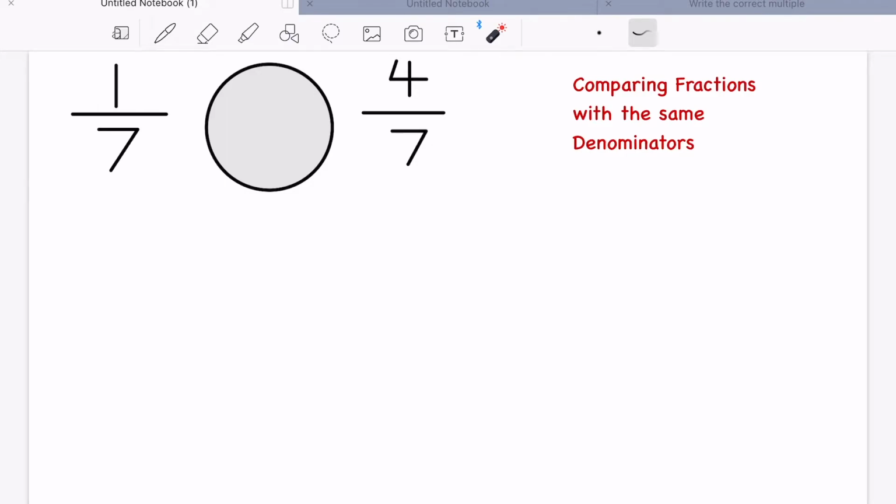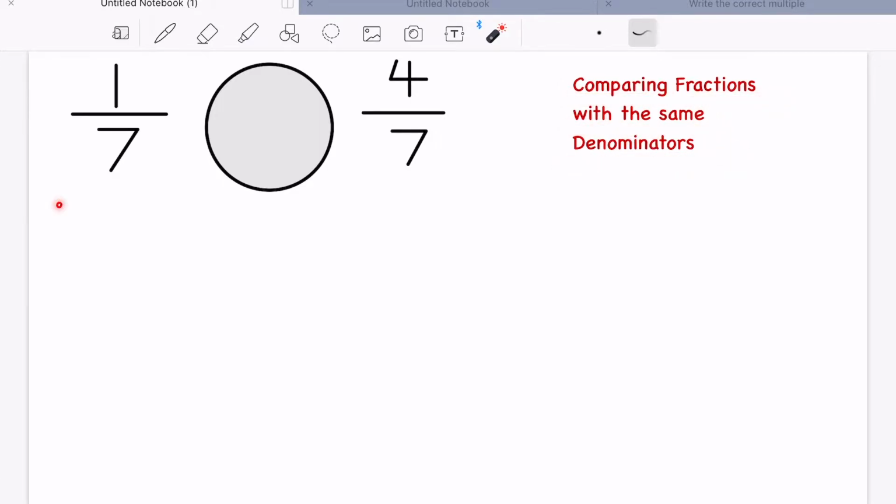Hello class, today is Wednesday the 13th, and we're going to be reviewing what we know about comparing fractions with the same denominators. And then we're going to compare fractions with different denominators. But first, we're going to be comparing fractions with the same denominators.